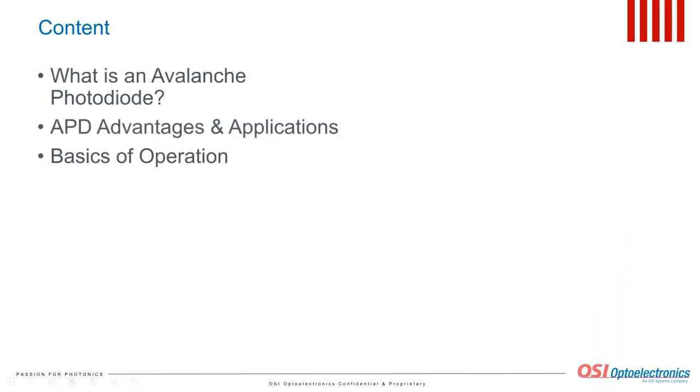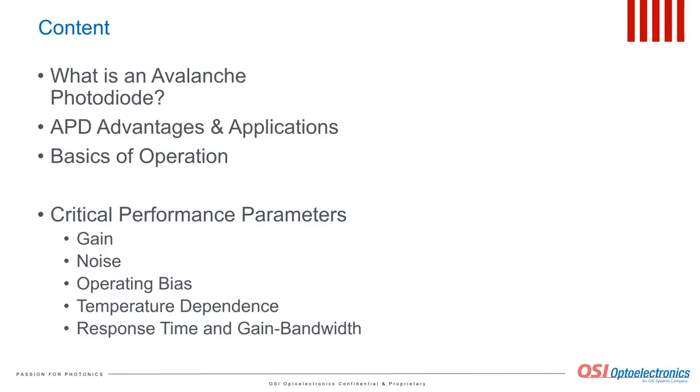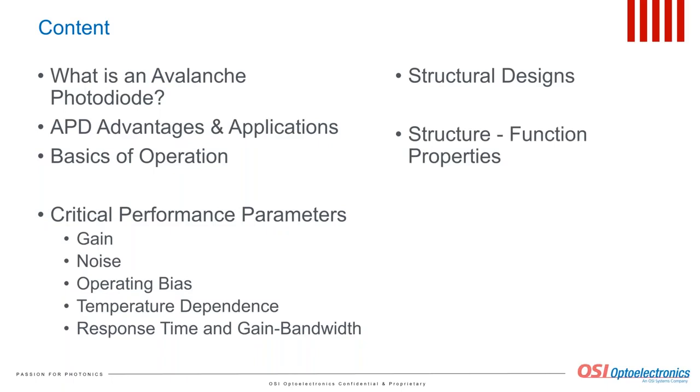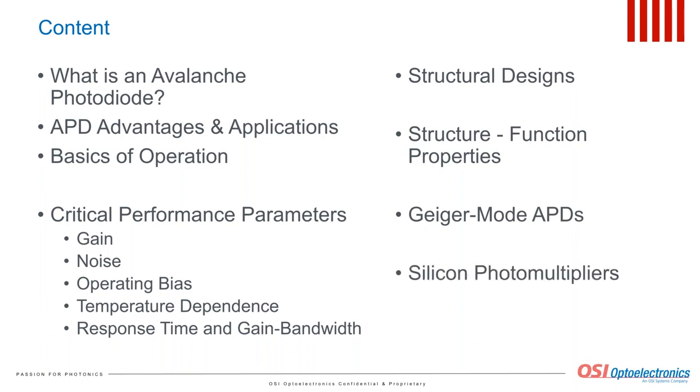We will start with a brief description of avalanche photodiodes, the application and basics of operation, then proceed with the description of important parameters, traditional structures, structure function properties and parameters characterization, and we will conclude with the description of Geiger mode APDs and silicon photomultipliers.